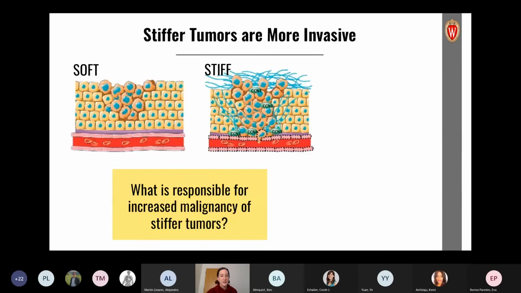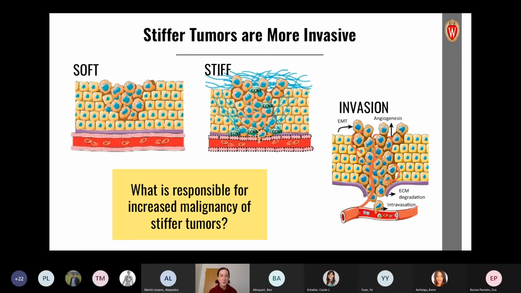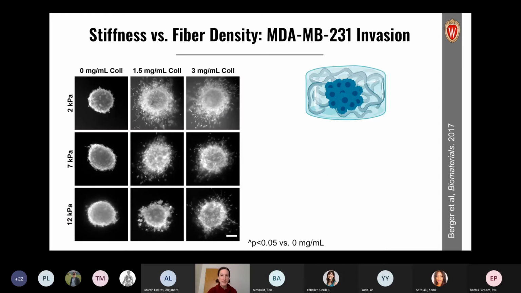And we think that using human tissues in the lab in these tissue engineered models can help us get to that place. One of the questions that we're interested in is the fact that stiffer tumors tend to be more invasive. So if you have a stiff tumor, the cells are more likely to metastasize elsewhere. And we want to understand what's responsible for that increased malignancy of those stiffer tumors. And so what we did is we made these biomaterials, and they're a little bit different from what I was using in the valve materials, and you can see the details of the materials in this paper.